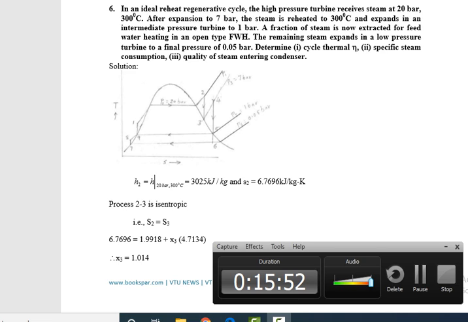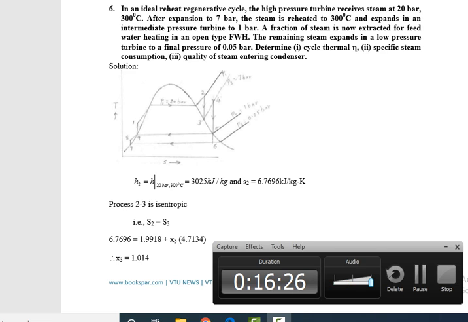First of all, again you have to read the numerical and identify which type of numerical it is. It belongs to the reheat regenerative cycle with the addition of an open type feed water heater. In this case, what is given: the turbine receives steam at 20 bar, 300 degrees Celsius. The temperature of steam is more than 100 degrees Celsius, which means the steam is superheated.